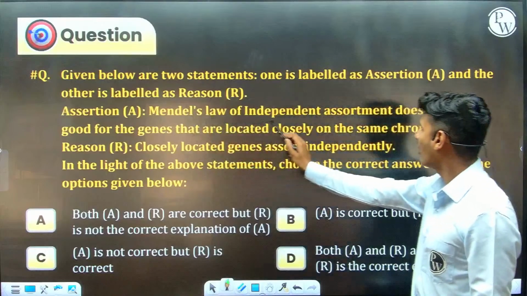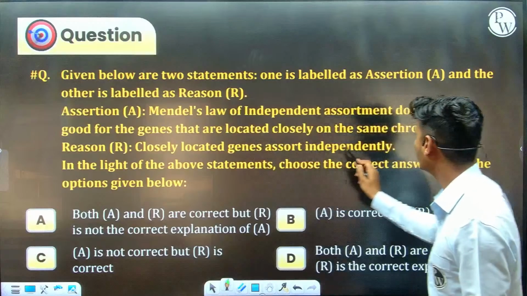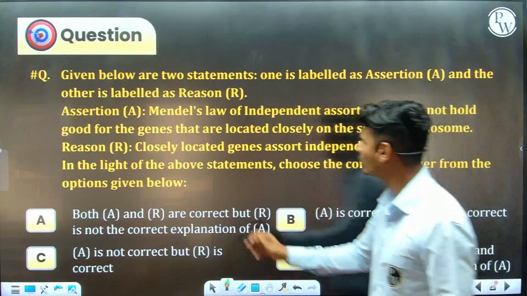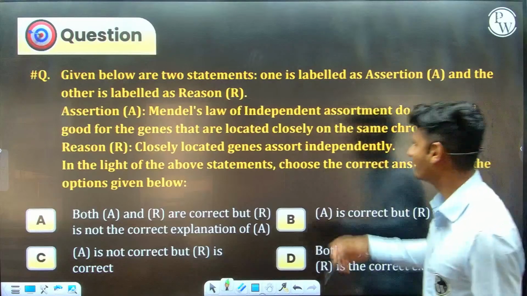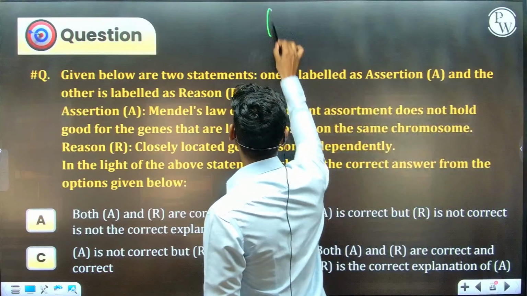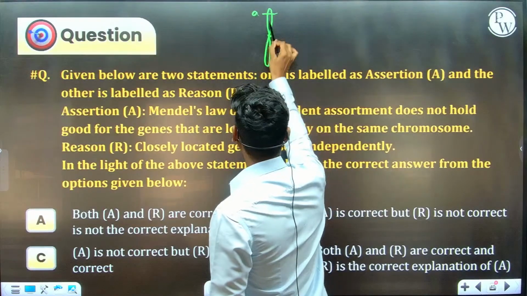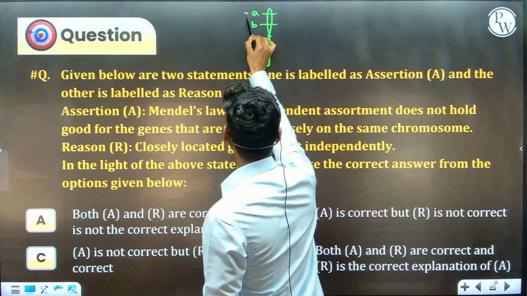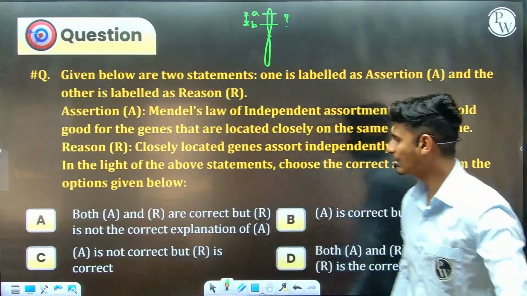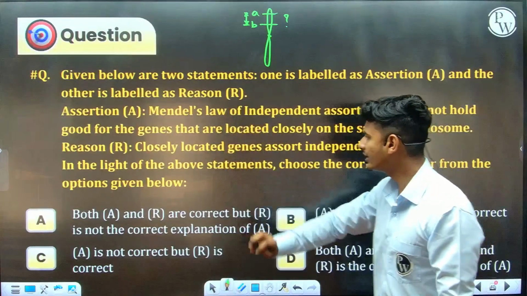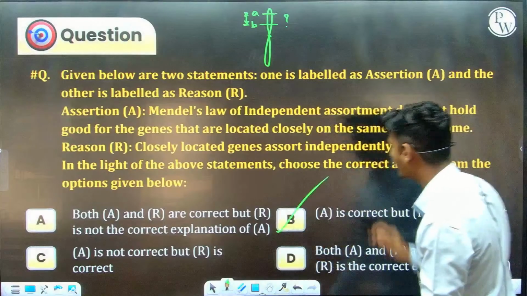Question: Mendel's law of independent assortment does not hold good for genes that are closely located on the same chromosome. True. The reason says closely located genes assort independently. That is not possible at all. If gene A and gene B are present very close to each other on a chromosome, how can they assort independently? So the assertion is true, the reason is false.